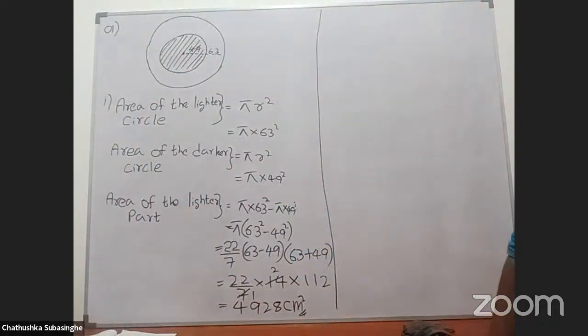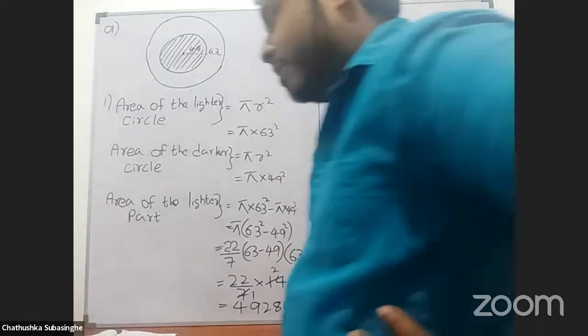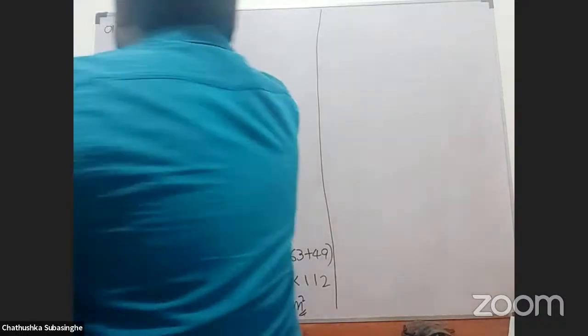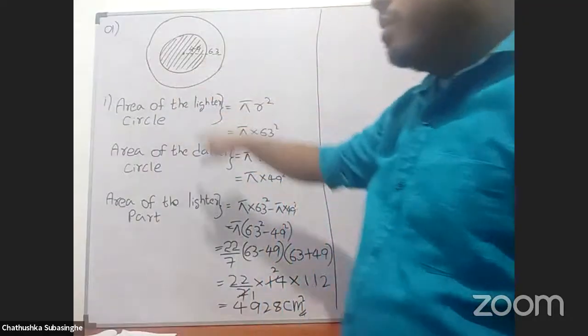Roman number 2 is asking, if 10,000 rupees were spent as the cost in making the lighter part, find the cost in making 1 square centimeter of the lighter part to the nearest rupee. So 10,000 rupees was spent. That's what it says. Which means to make this lighter area, the cost is 10,000.